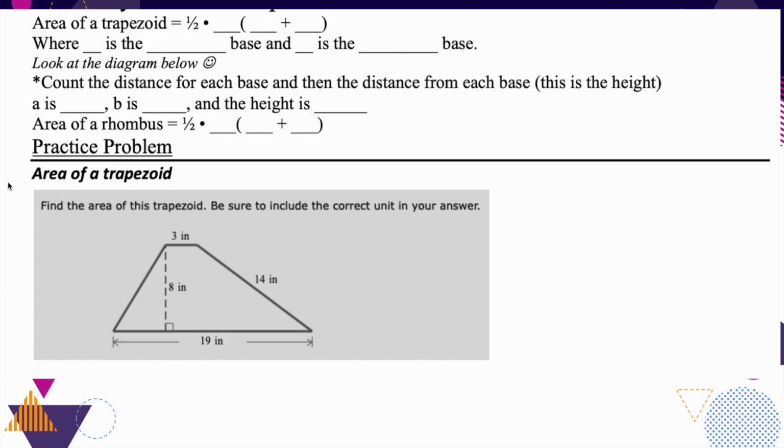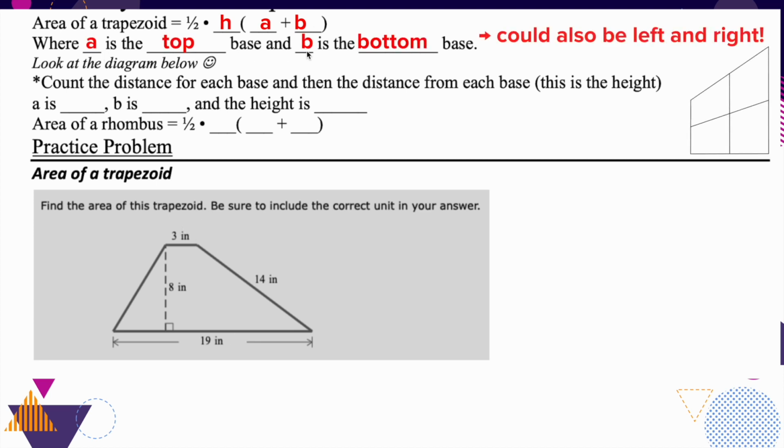All right, so in this video, we're going to look at how to calculate the area of a trapezoid. So the area of a trapezoid equals 1/2 the height of the trapezoid times base A plus base B. So that's just the top and the bottom. So A is the top base and B is the bottom base. It doesn't always have to be top and bottom.